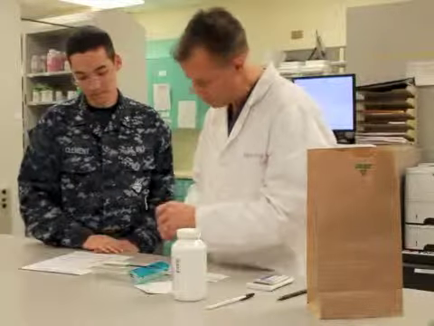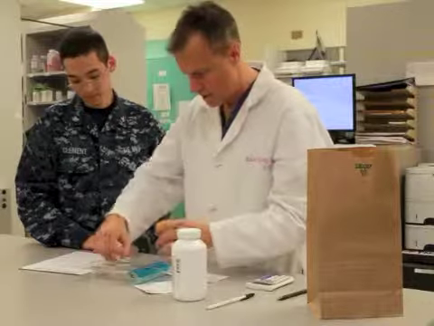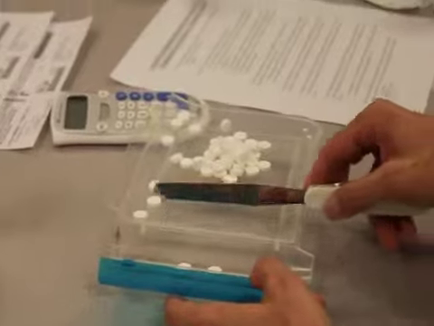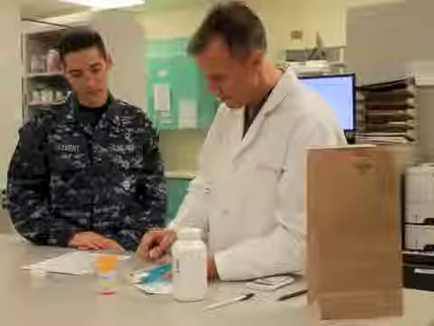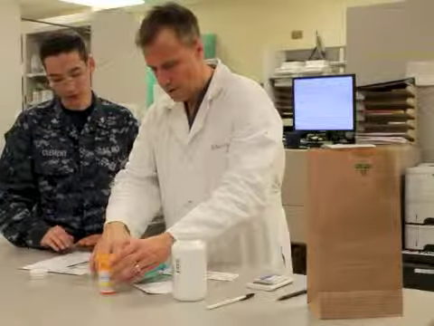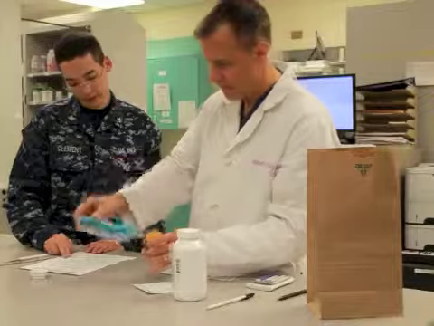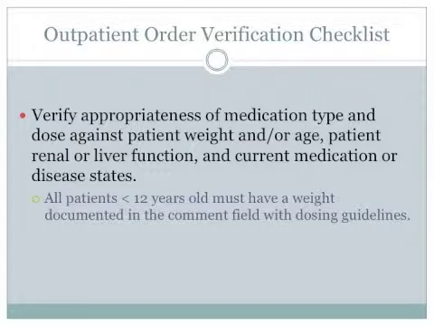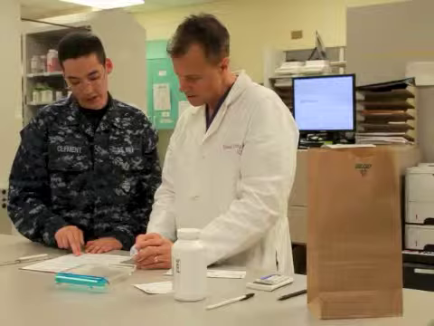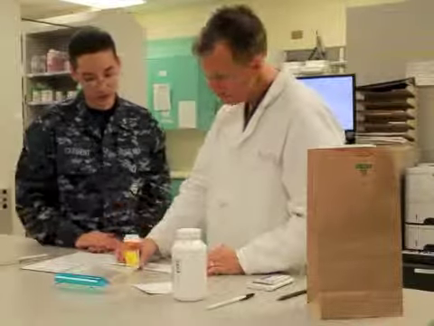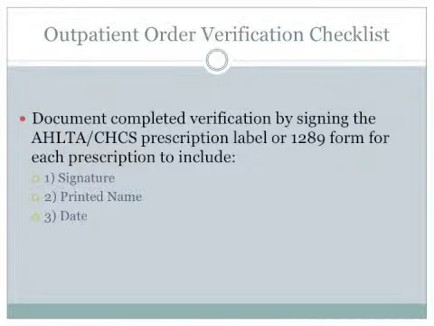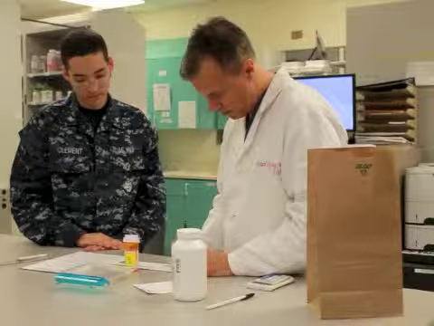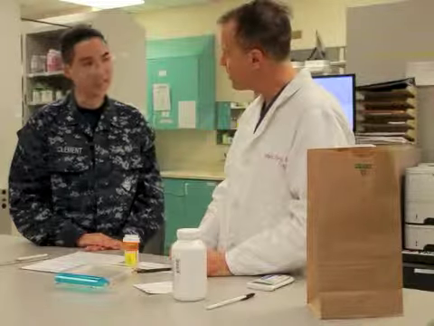Okay, and our total count today would be 50, correct? Yes, sir. Off our bottle. That would be 50. Okay, so the count is correct. That's correct. Now we need to verify that the medication type is appropriate according to the patient's weight and age. It is. This is an adult. This is the appropriate dose. Okay. If you believe that everything is correct, I need you to sign, date, and print your name. Good to go, HM3? Yes, sir. Appreciate your help. Thank you.